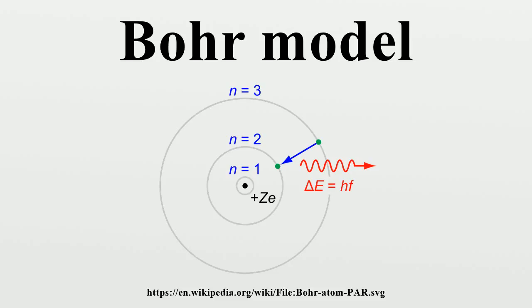The lowest value of n is 1. This gives a smallest possible orbital radius of 0.0529 nanometers, known as the Bohr radius. Once an electron is in this lowest orbit, it can get no closer to the proton. Starting from the angular momentum quantum rule, Bohr was able to calculate the energies of the allowed orbits of the hydrogen atom and other hydrogen-like atoms and ions.